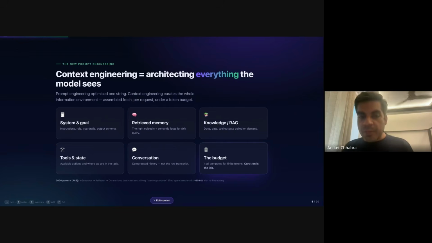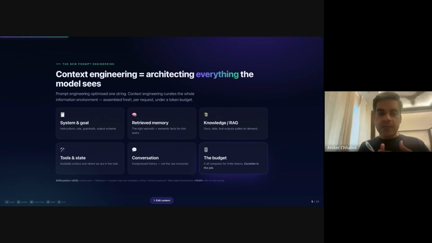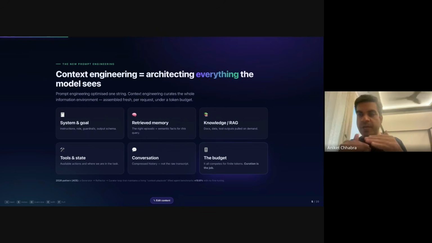Then there is retrieved memory, which is the memory data that you created in the database. Let's take an example of episodic plus semantic facts about some information. Whenever you run a prompt, it fetches the episodic plus semantic memory wherever it is applicable. Then on top of it, you have a knowledge base, or RAG as we call it, a repository that you create, which will be fetched.